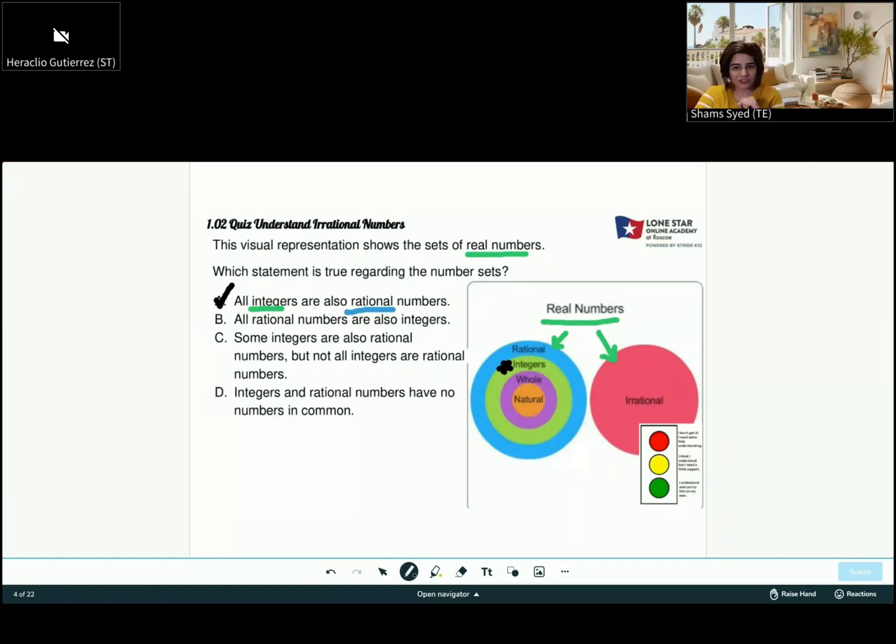Well, all integers are also rational numbers. How do we know? We see that integers are part of the rationals. They lie inside the rationals. So yes, all integers are going to be rational numbers. Let's go ahead and move on.